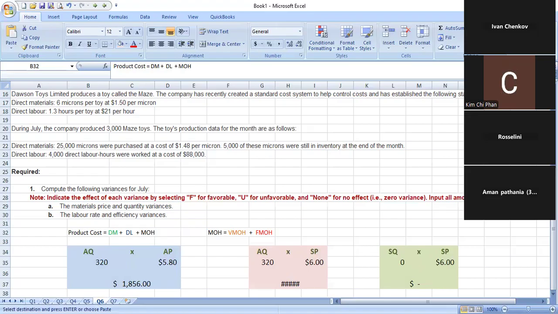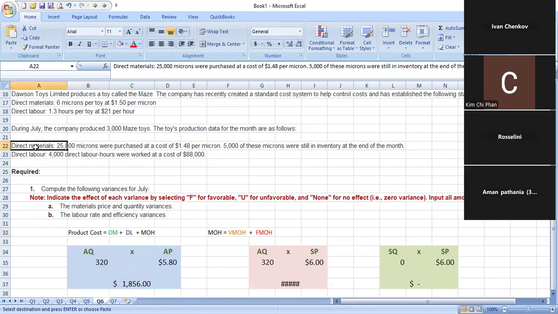So there are always going to be 2 variances that you have to do on the questions on the exam. Again, the first will be direct material, direct labor. The second one will be direct labor, variable overhead. So let's go with the first one.